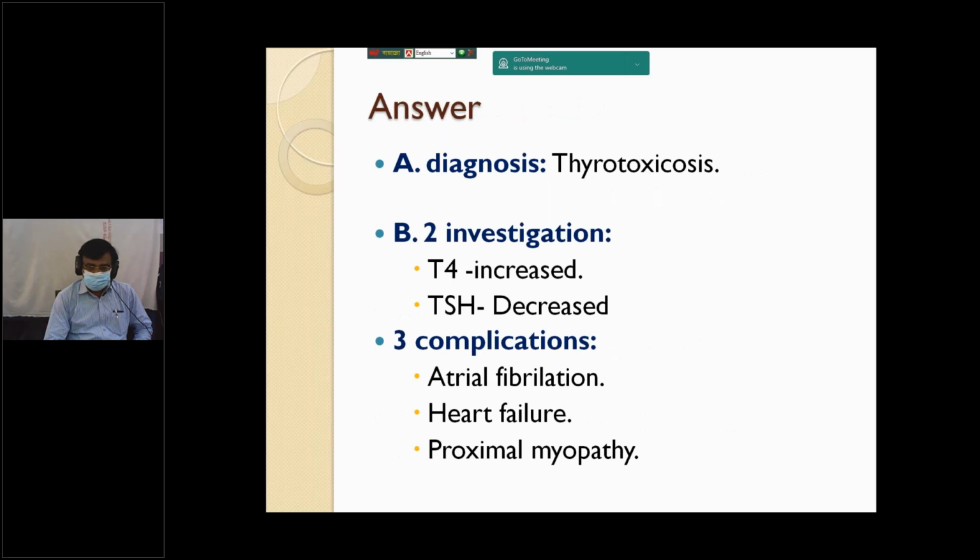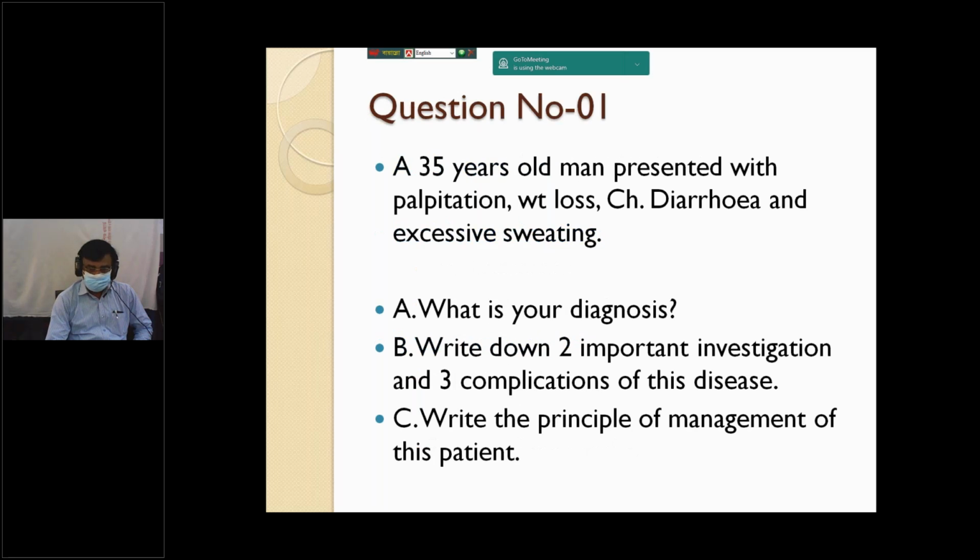2 investigations: serum T4 level will be increased and TSH level will be decreased. And 3 complications are atrial fibrillation, heart failure, and myopathy. And our next question, write down the principle of management of this patient.